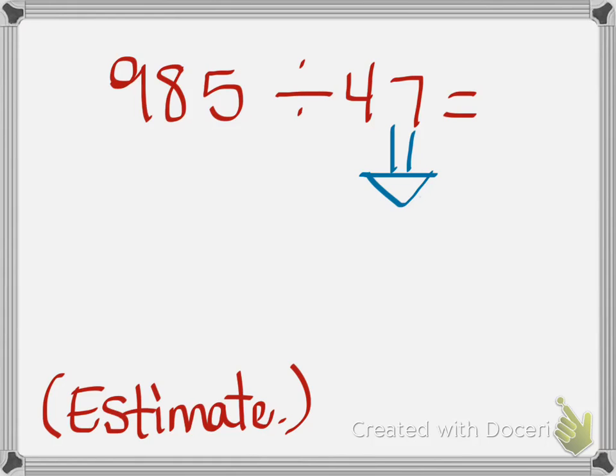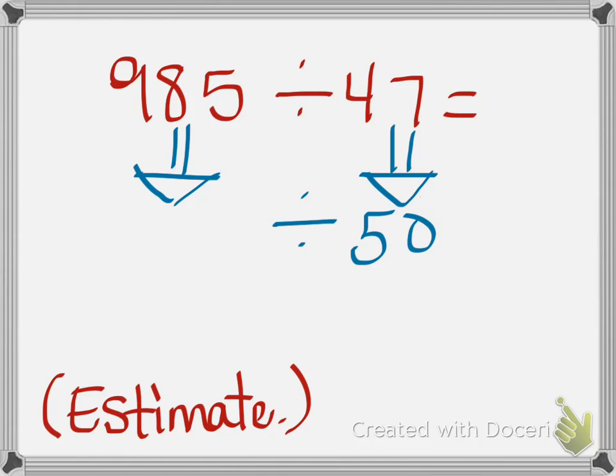Now you can either choose 40 or you could choose 50. Either way would be fine. I'm going to go ahead and choose 50 this time. Whoops, grab the eraser. I'm going to choose 50. I'm going to divide my dividend by 50. So I have 985.